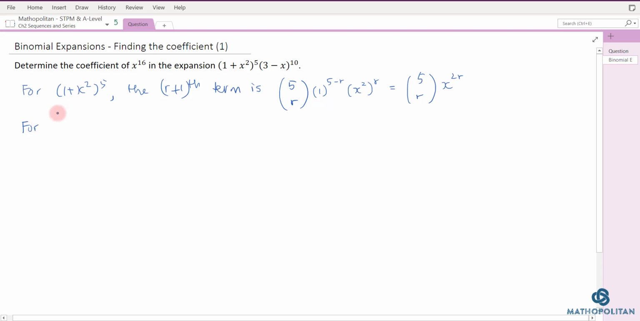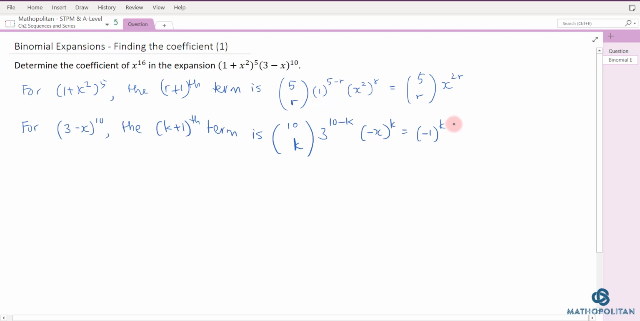Then for the next bracket, (3 - x)^10, we'll say the k plus 1th term. I wouldn't want to use r again, because the range of values for r would be different from k. The k plus 1th term here would be 10 choose k, then 3, the first term in the bracket, to the power of 10 minus k, multiplied by (-x)^k. I'll simplify by taking negative 1 out: (-1)^k times 10Ck times 3^(10-k) times x^k.